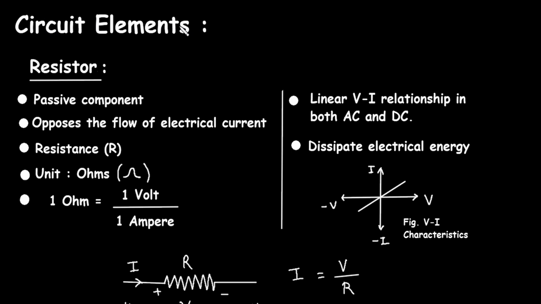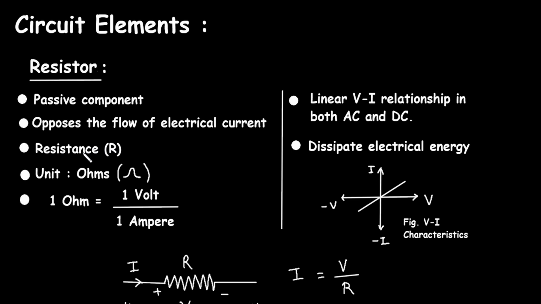Circuit elements. Resistor. A resistor is a passive component. It cannot produce energy, but it can dissipate it. It opposes the flow of electrical current. Resistance is represented by R.